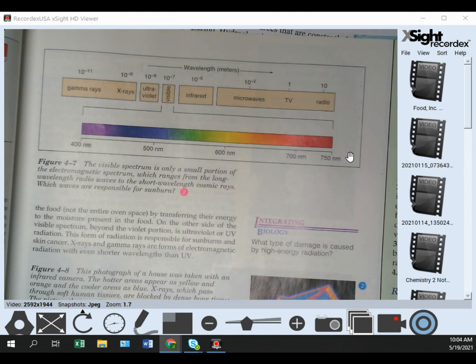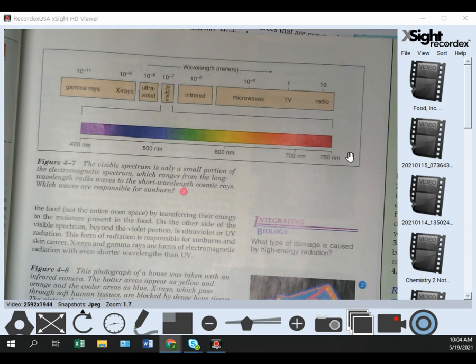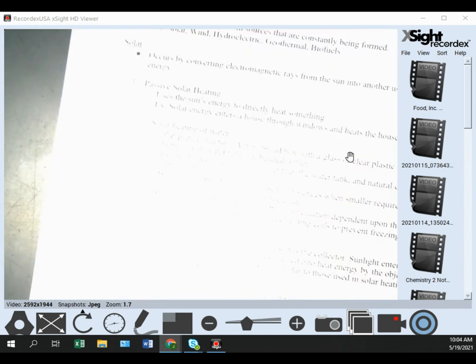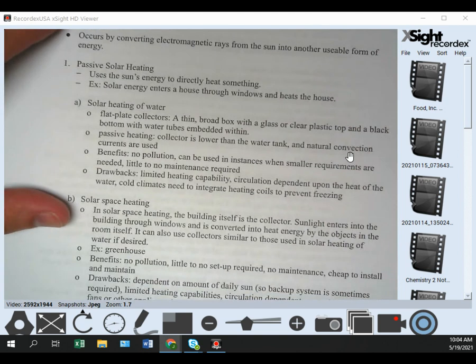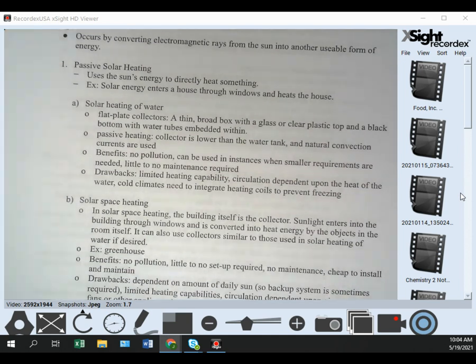So solar energy is using the electromagnetic radiation that the sun gives off, converting that energy and using it somehow. I'm going to mark that page so I have it. Okay. So there's a bunch of different ways. The first one they're listing here is called passive solar heating. It uses the sun's energy to directly heat something. For example, solar energy enters a house through windows and heats the house.